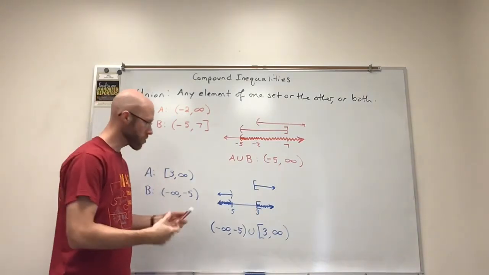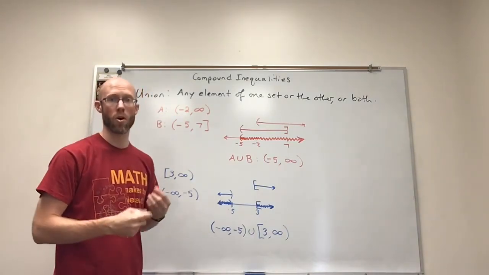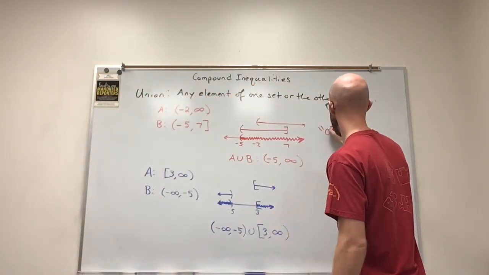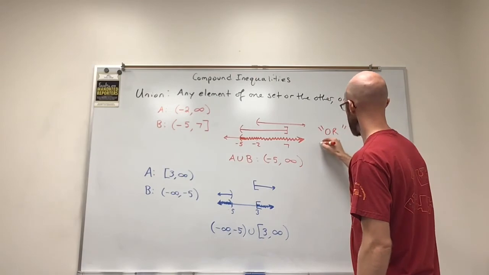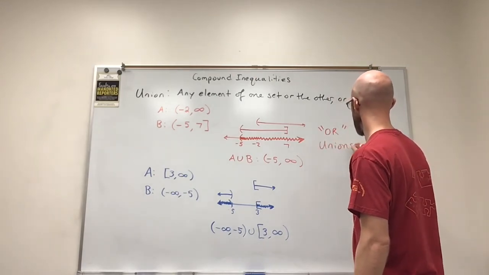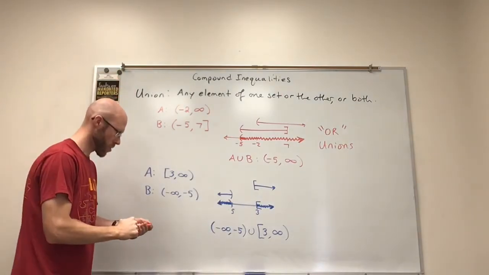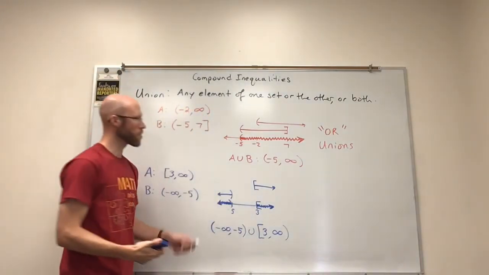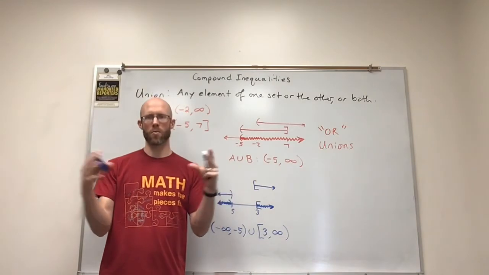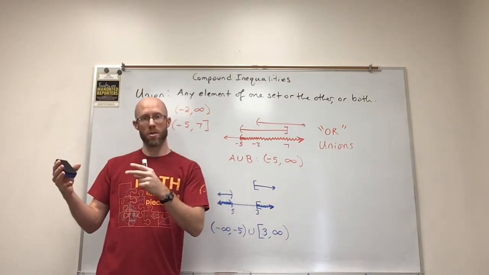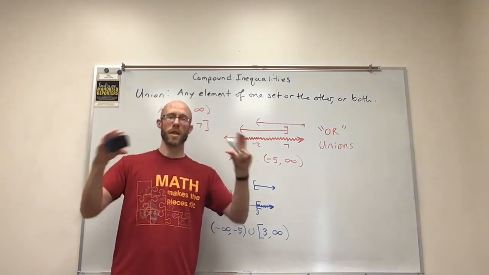Now, with unions, we typically use the word or instead of and. Okay, so or represents unions, all right, rather than and was intersections. And so the problem with unions is we can't just combine them into a three-part inequality like we could with the ands or the intersections. The unions must be kept separate.